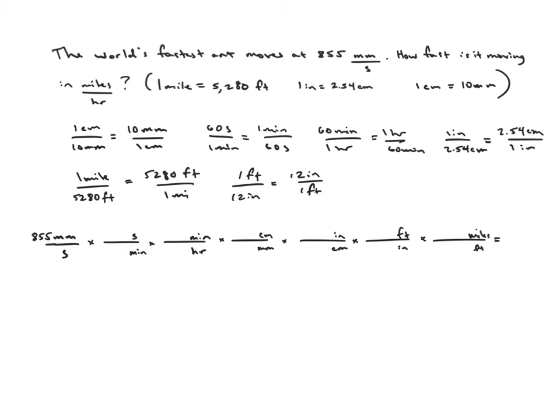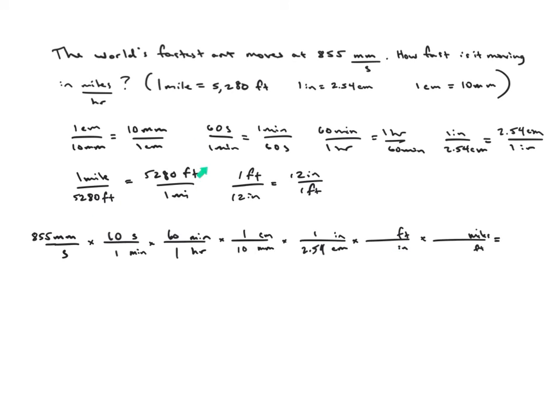So I need seconds over minutes. That's going to be this one right here. So I have 60 seconds for 1 minute. I need minutes over hours. That's going to be right here, 60 minutes over 1 hour. Okay. I then need the centimeters to millimeters conversion. That's right here. I need the centimeters on the top, so it's 1 over 10. And then I need to get rid of centimeters, so centimeters on the bottom. I need the inches over centimeters conversion. That's 1 over 2.54.